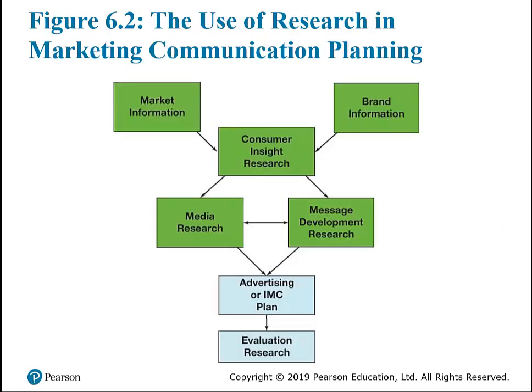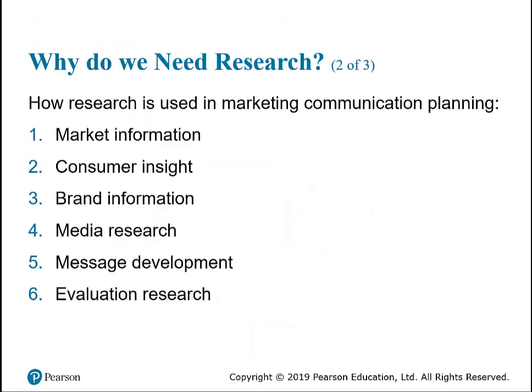Figure 6.2, the use of research in marketing communication planning. You start with market or brand information, you go to consumer insight research, this leads to media research and message development research. That goes on to advertising or an IMC plan, and then finally evaluation of the research. Why do we do research? How research is used in marketing communication planning. You have marketing information, consumer insight, brand information, media research, message development, and evaluation research.